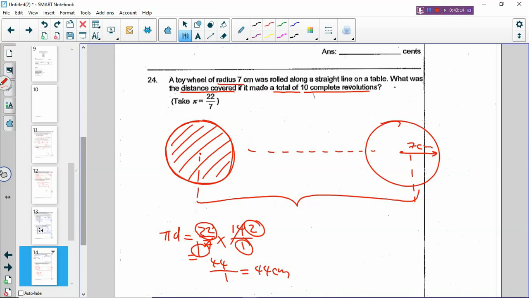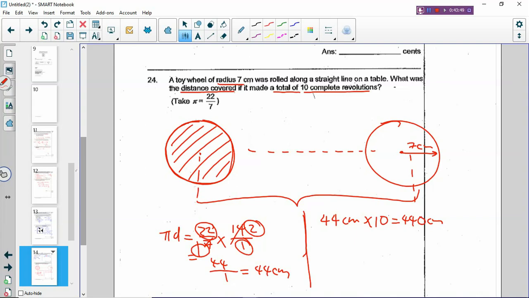So there are 10 rounds. So what's the distance that the wheel has traveled in 10 rounds? You take the distance traveled in 1 round, then you multiply by 10. So that will give you 440 cm, which is the distance traveled after 10 rounds. And that's your answer. So every time you see a wheel making a revolution, or the wheel is turning round and round, and you're asked to find the distance, what are you looking at? You are looking at circumference, not area. You're looking at circumference and not the area.